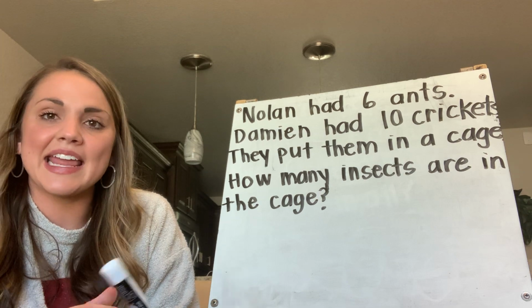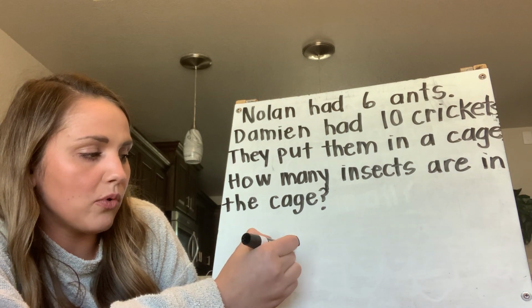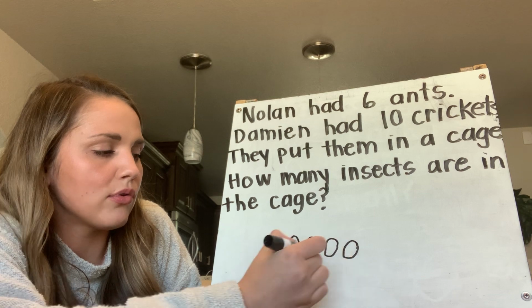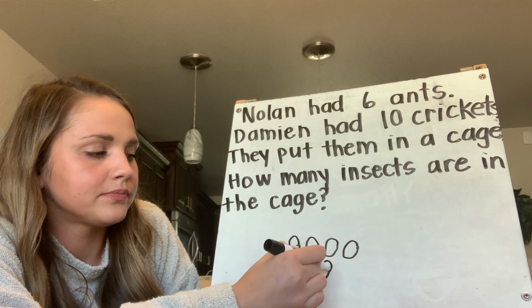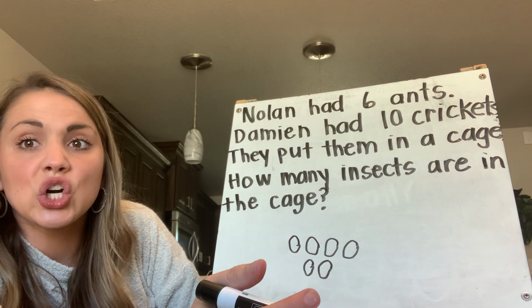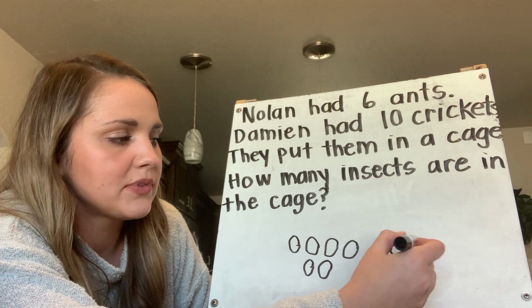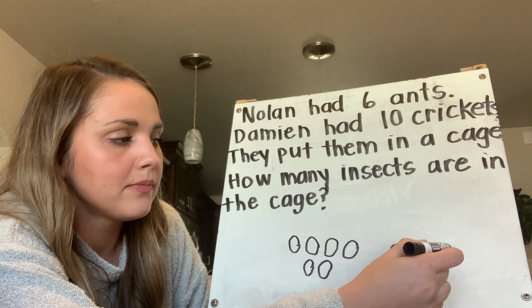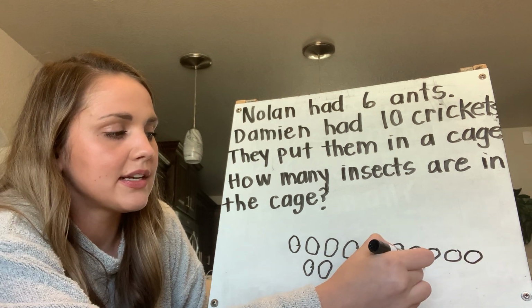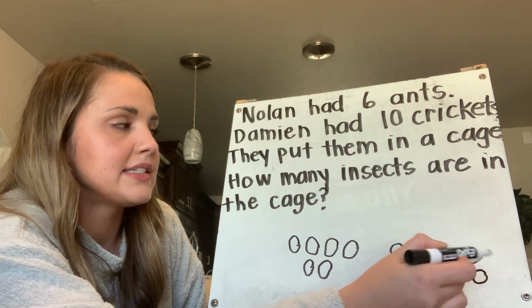Nolan has 6 ants. So Nolan has 6 ants. I'm going to draw those 6 ants. 1, 2, 3, 4, 5, 6. So there's Nolan's 6 ants. And Damien had 10 crickets. So I'm going to draw Damien's over here. 1, 2, 3, 4, 5, 6, 7, 8, 9, 10.